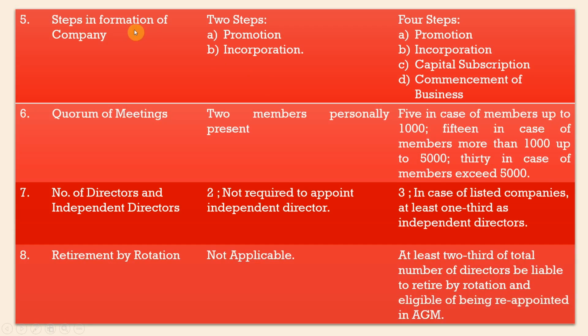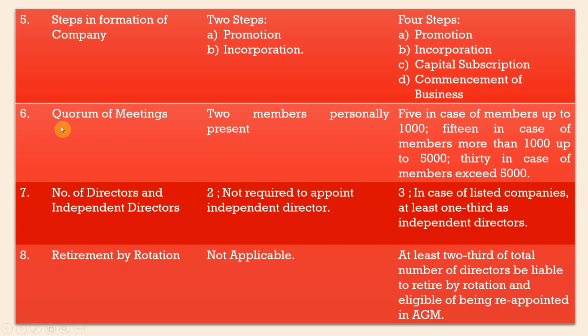Fifth comes step in formation of a company. If you consider private company, only 2 steps are required to form a company. First one is promotion and the second one is incorporation. But in case of a public company, the 4 steps are there. First is promotion, incorporation, then comes capital subscription, and the last one is commencement of business. Once these 4 steps are achieved, then only a public company can start its operation or business activities.